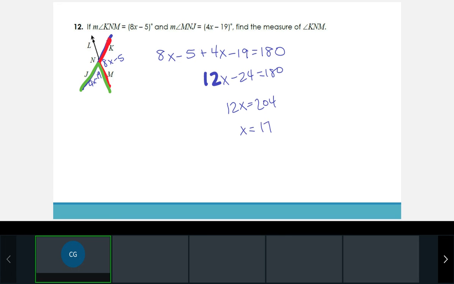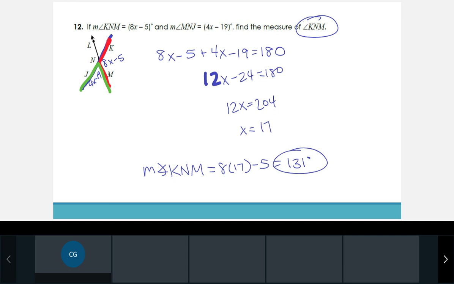Okay. If you told me 17, then you solved for x wonderfully. Make sure you answer the question though. The measure of angle K and M is, let's see, K and M is 8 times 17 minus 5. That's 131 degrees. If you typed 131 degrees in the box, I tried to respond to you. I think I got everyone. If you didn't get 131, check your work.